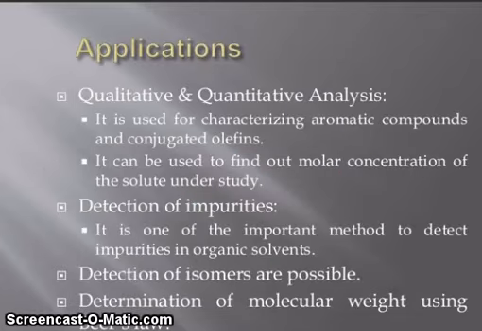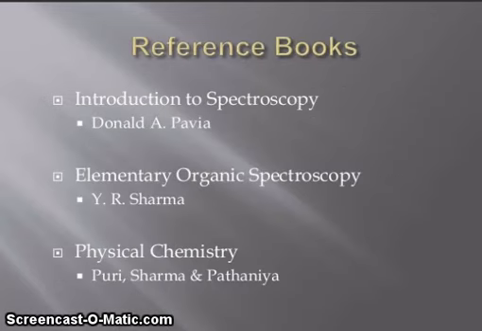What are the applications? Quantitative and qualitative analysis. It is used for the characterization of aromatic compounds and conjugated olefins. It can be used to find out the molar concentration of the solute under study. Detection of impurities is one of the important methods to detect impurities in organic solids. Detection of isomers is possible. Determination of molecular weight using Beer's law. These are the references.